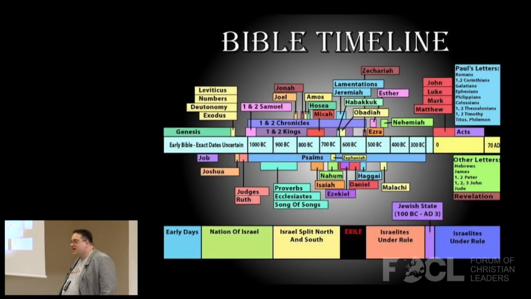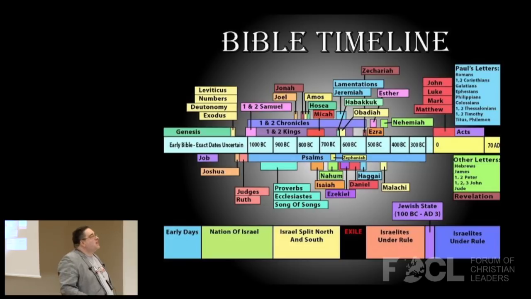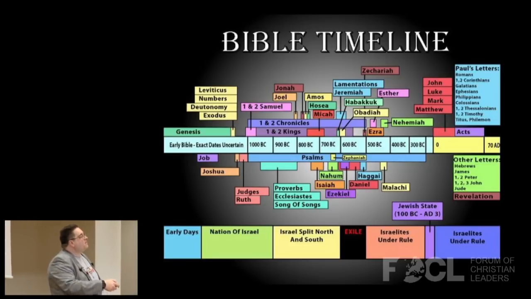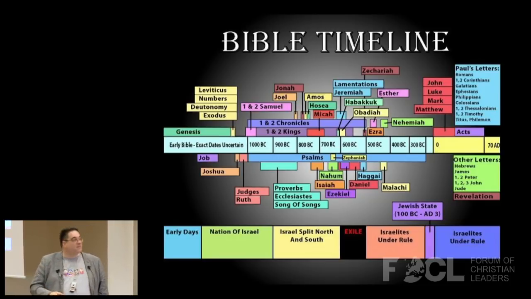To reconfigure that into a timeline, we have here the early days, the nation of Israel. They have a nation before they have kings. We start getting kings, or the book of Kings here. Samuel anoints the first king and so on. There's a split between the north and the south, between Israel and Judah.